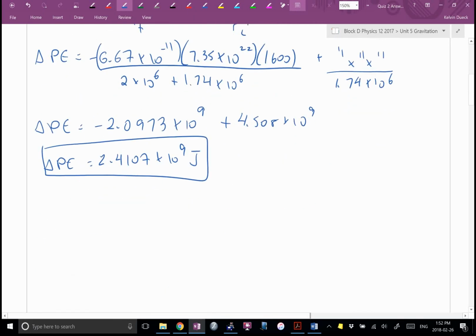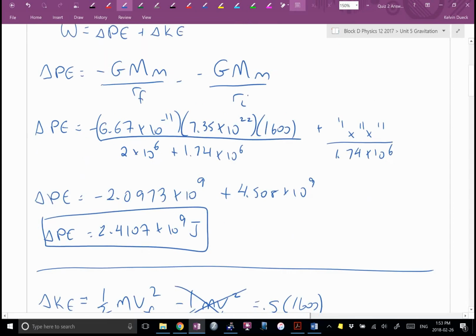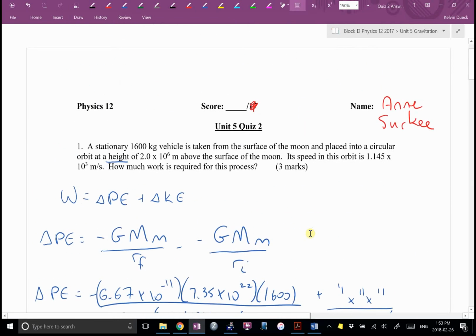Now to keep it up there, we need to go into orbit. So the change in kinetic is going to be a half m v final squared minus a half m v initial squared, although we said we'll always assume that we're launching from the North Pole. So it's going to be a half 1,600. Did they give me the speed? If they hadn't, then what? Gravity is what's pulling me in a circle, and I'll find the speed. V orbit is the square root of big G big M over R, and plug it into here. But since they gave me the speed, 1.145 times 10 to the third.